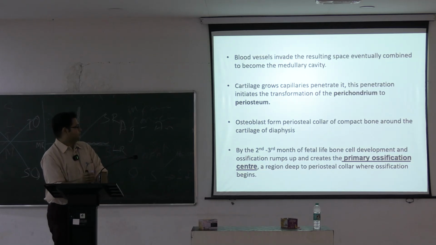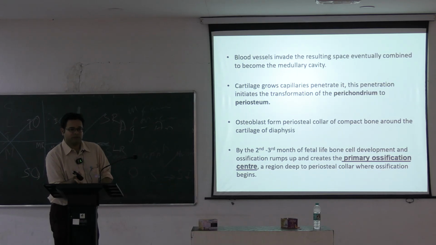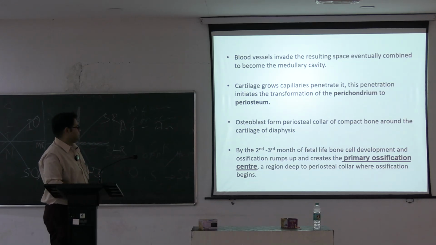We'll see later on that there are two types of ossification centers: the primary ossification center and the secondary ossification center. You might have encountered this in forensic medicine, where you can see with X-rays and determine the age of the bone, basically.